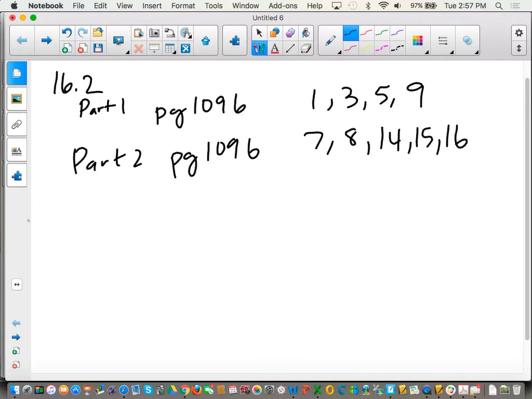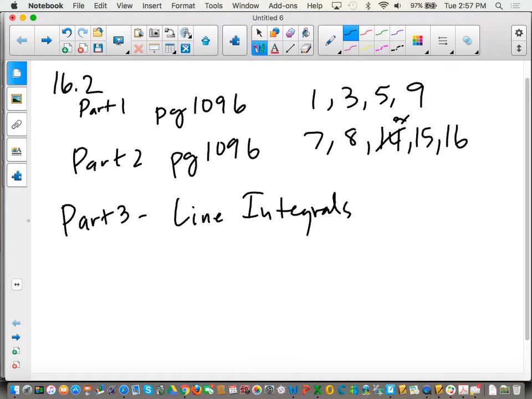So this was line integrals. Did we not do? Oh, we did 14 together. I did it as an example to show you that. So now we have one thing left, and there's 2 more problems we're going to do. So there's part 3, which is going to be on line integrals of vector fields.